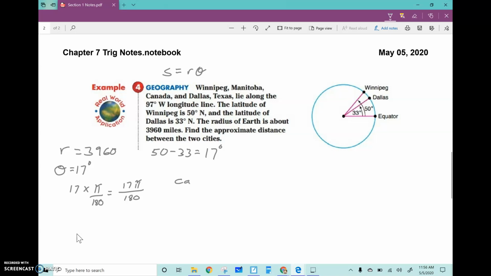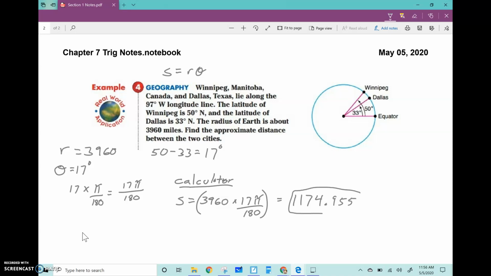So in our calculator, we're going to type that whole equation in, and that is S equals R, which is 3960, times 17 pi over 180. All right, and that whole part goes in your calculator, and you end up with the solution of 1174.955. I didn't round all the way, so you can kind of see how it works out.